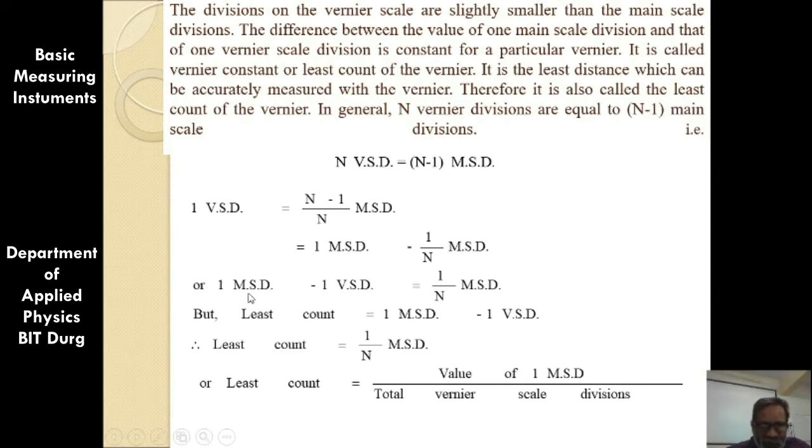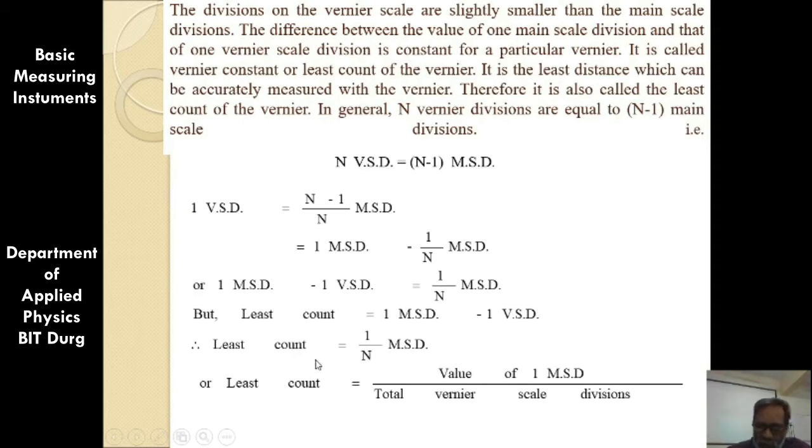The difference in the length of one main scale division and one vernier scale division is basically equal to the least count. So least count of the vernier is always equal to 1 divided by n, where n is the number of divisions on the vernier scale, of main scale division. Here it is shown that least count or the vernier constant is equal to 1 main scale division minus 1 vernier scale division. So obviously comparison of this and this gives us the value that the least count or the vernier constant is equal to 1 by n of main scale division.